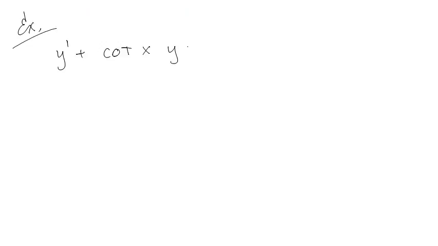One more, and this one you try to do on your own and see how far you can get. I'll write it out. y prime plus cotangent x times y is equal to x cosecant of x.